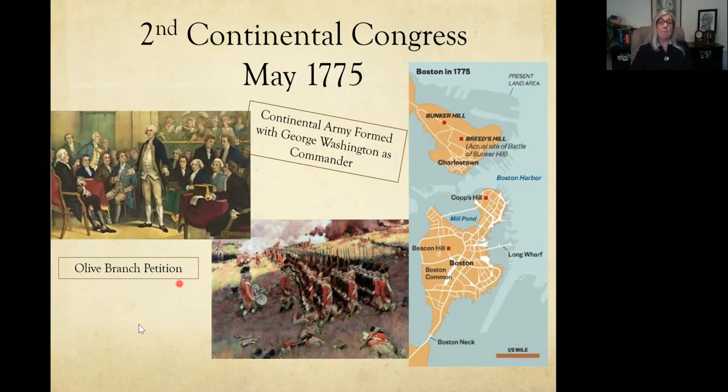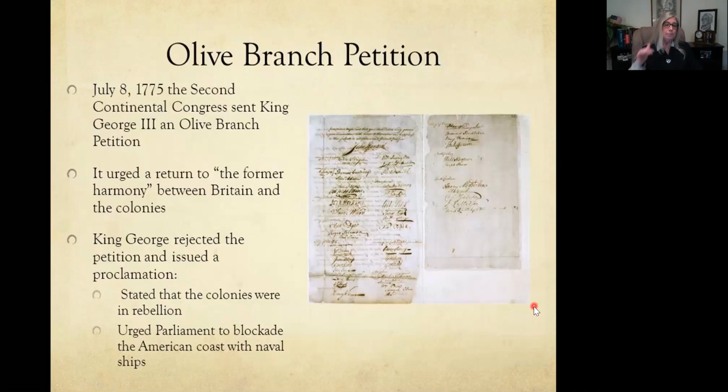Continental Congress meets again, May of 1775. Are we ready to declare independence yet? Not yet. They're going to try one last effort. There is a holdout, a group of people who weren't willing to go to war just yet. They're going to send what's called the Olive Branch Petition to the king. And this was July 1775. So this is after Bunker Hill. This is after Lexington and Concord had happened in April.